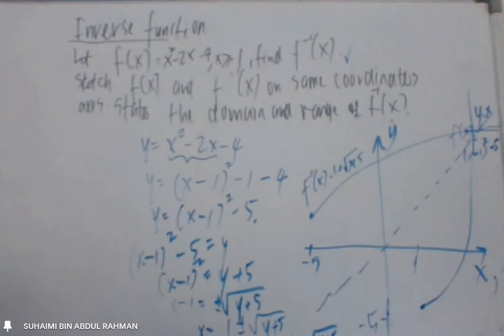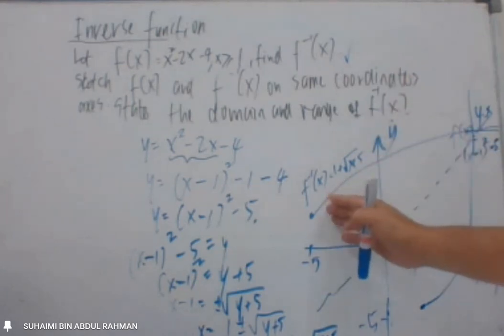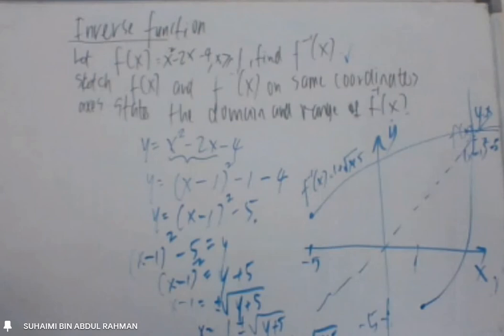Then find the domain and range of the inverse of the function. You can see from here, what is the domain? -5 until infinity. Range: 1 to infinity.